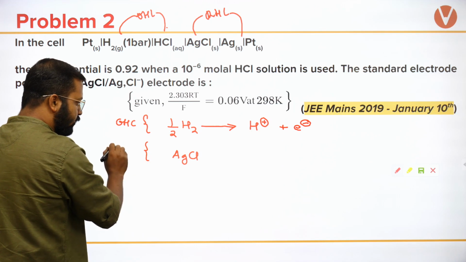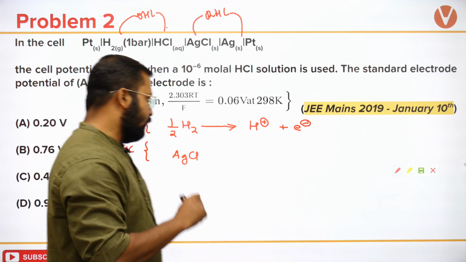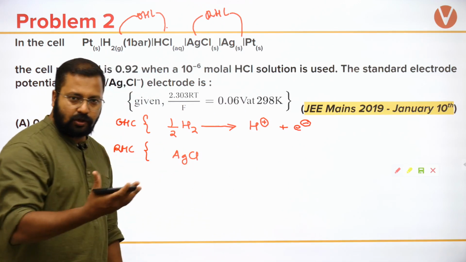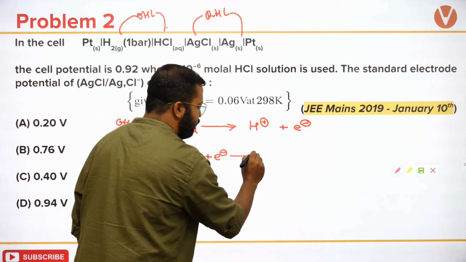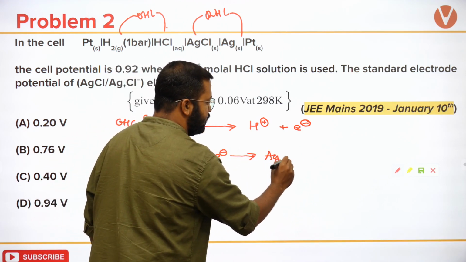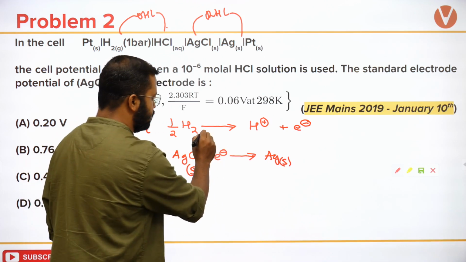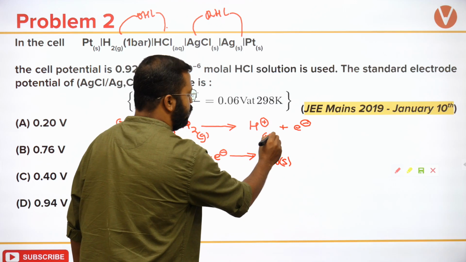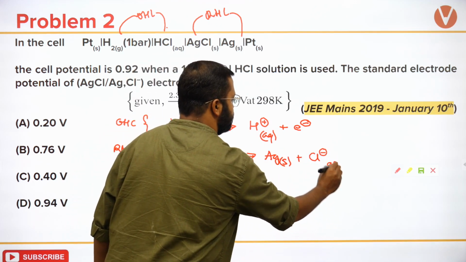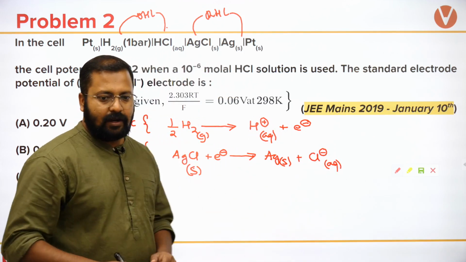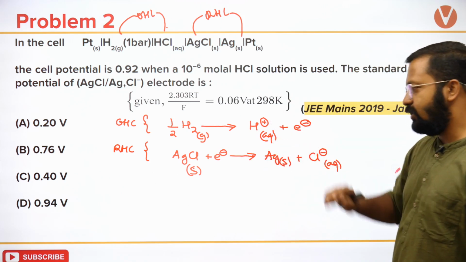I will try to write the reduction half cell reaction. In the reduction half cell I have taken AgCl. Now AgCl is a solid, sparingly soluble salt. It will take up an electron and form Ag solid. This is also solid. This is gas. This is aqueous, plus Cl minus aqueous. This is the reaction that would be written.